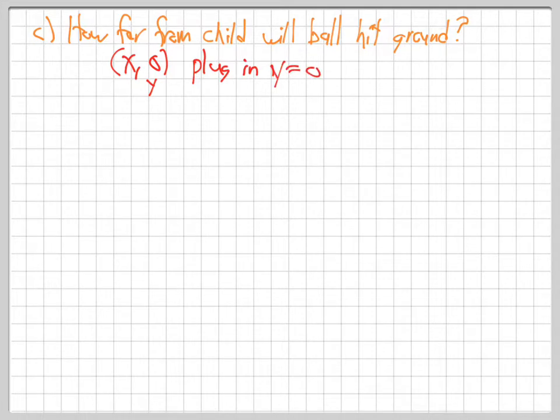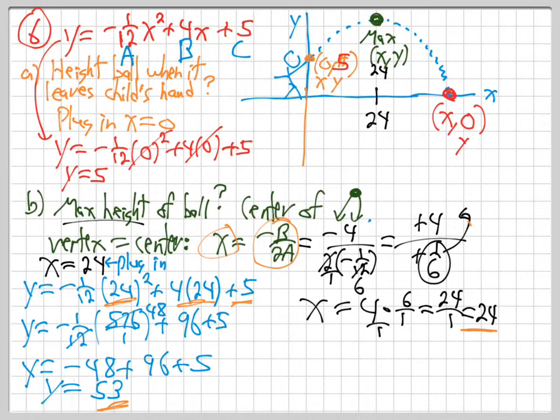Do you see how we just look at the real life points and we decide what to plug in? Like back here, we said, well, when the child releases the ball, the x value is 0. Over here, when it hits the ground, the y value is 0. Its height is 0. And at the maximum, we use the formula for the center of a U shape. X is negative b over 2a.